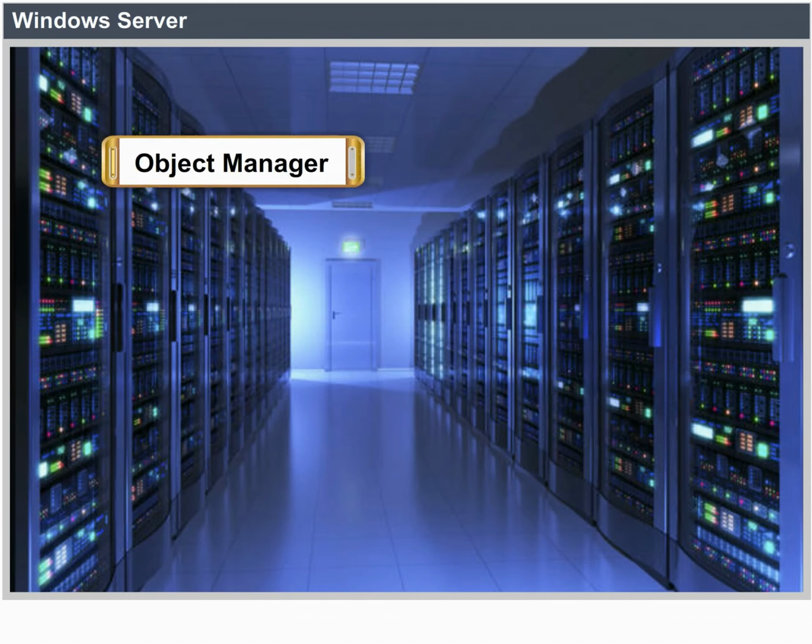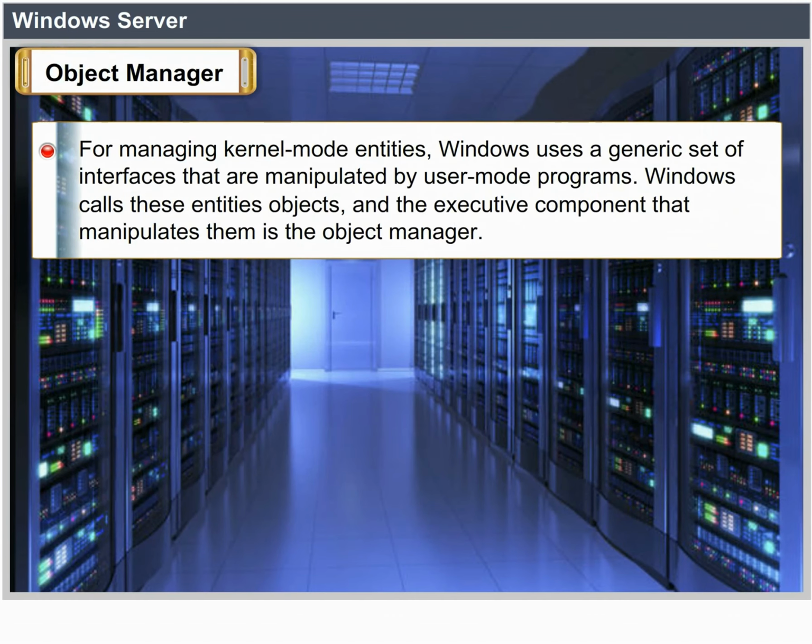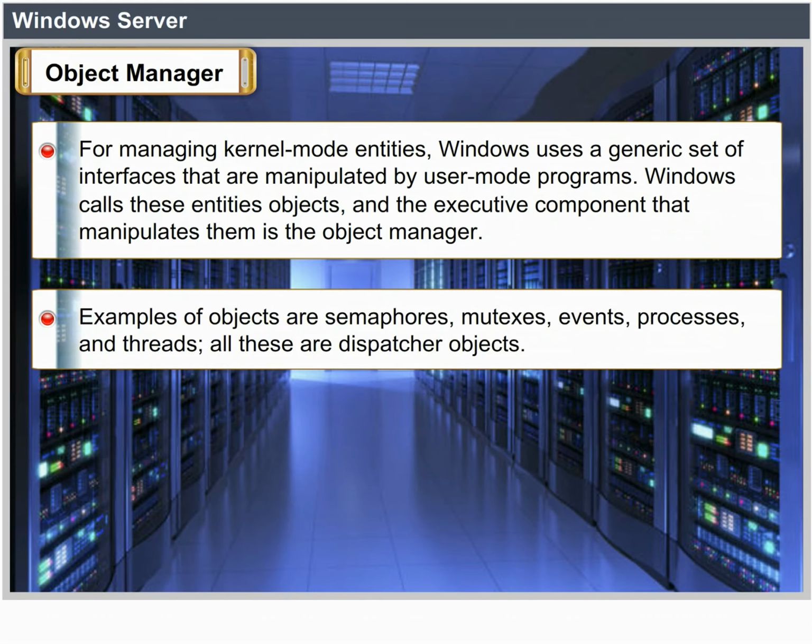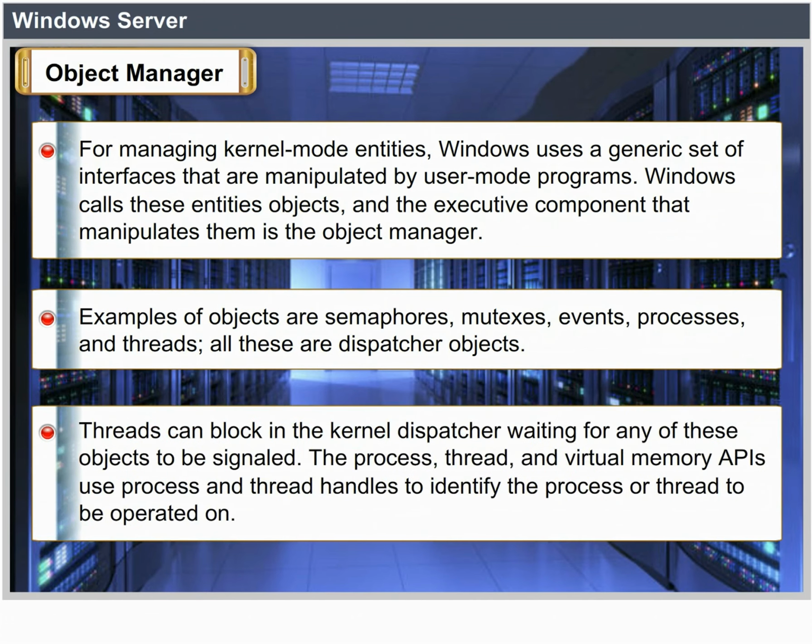Object Manager. For managing kernel mode entities, Windows uses a generic set of interfaces that are manipulated by user mode programs. Windows calls these entities objects, and the executive component that manipulates them is the Object Manager. Examples of objects are semaphores, mutexes, events, processes, and threads. All these are dispatcher objects. Threads can block in the kernel dispatcher waiting for any of these objects to be signaled.